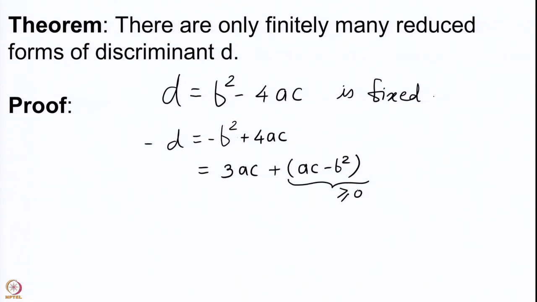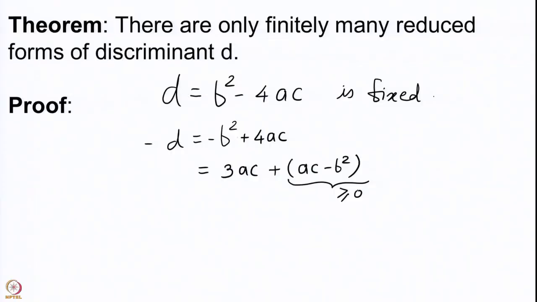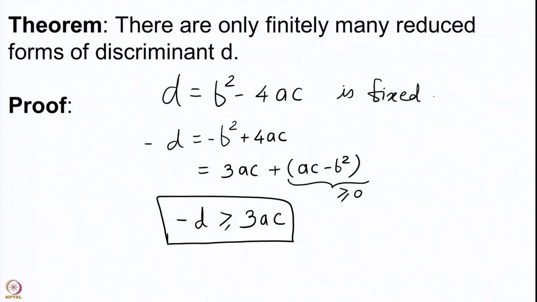B is not allowed to be bigger than A. Even the mod B is not allowed to be bigger than A. B is between minus A and A, and A is less than or equal to C. So, AC always is going to be bigger than or equal to B square. So, this quantity is bigger than or equal to 0, and therefore, what we get is that minus D is bigger than or equal to 3AC. Minus D is a fixed positive integer.